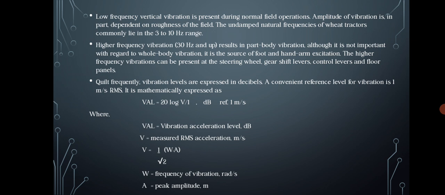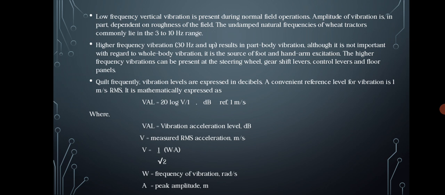Low frequency vertical vibration is present during normal field operations. Amplitude of vibrations is in part dependent on roughness of the field. The unsprung natural frequencies of a wheeled tractor commonly lie in the 3 to 10 Hz range. Higher frequency vibrations, 30 Hz and up, result in part body vibrations, although it is not important with regard to whole body vibrations. It is the source of foot and hand-arm excitations.